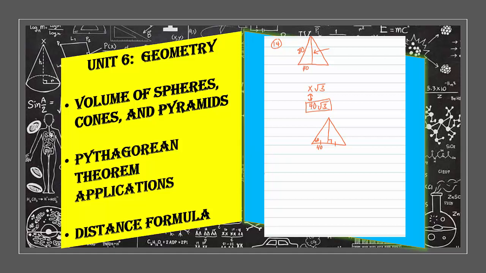We're looking for the altitude, which is going to be my longer leg, which uses the expression x root 3. And we just stated the value of x was 40, so our solution is going to be 40 root 3.